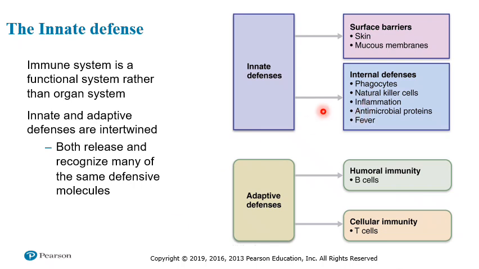The immune system is a functional system rather than an organ system. The innate and adaptive defenses are intertwined. Both release and recognize many of the same defensive molecules. The innate defenses do have specific pathways for certain substances and innate responses, and they release proteins that alert cells of the adaptive system to foreign molecules.